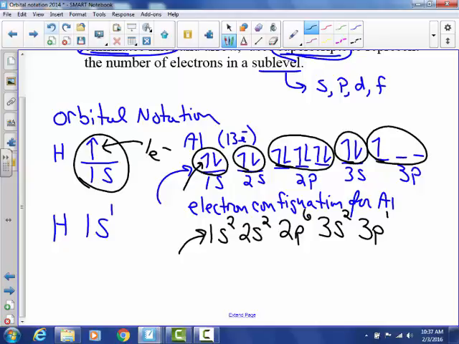A few things to notice when we get to p orbitals, we don't care about the rooms that they're in. We just care that there's 6 of them. These p orbitals here, I only care that there's 1 electron in that room. I don't care what room it's in. So in essence, this is a little bit easier to deal with.